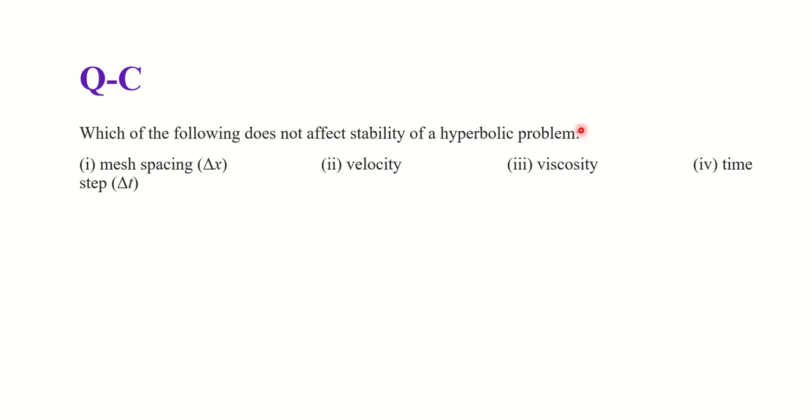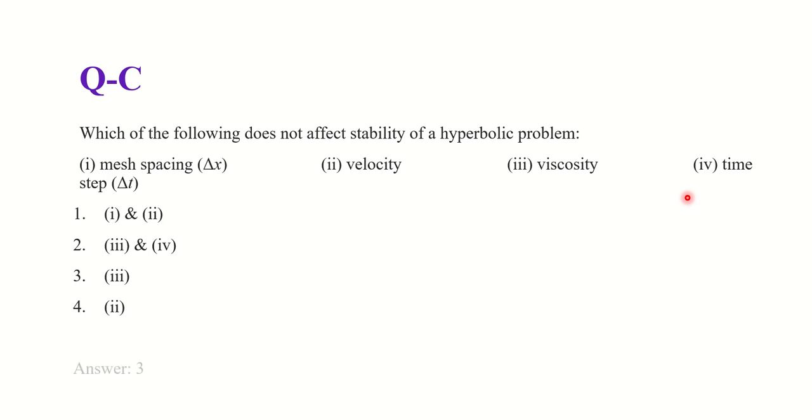Mesh spacing, velocity and time step. Viscosity does not play a major role in this. But the question asked here is which of the following does not affect the stability of a hyperbolic problem? The answer is viscosity. We'll see the options. It is 1 and 2, mesh spacing and velocity, or viscosity and time step delta t, or viscosity alone, or velocity alone. So we know the answer to this problem is viscosity. Viscosity does not affect the stability of the hyperbolic problem.